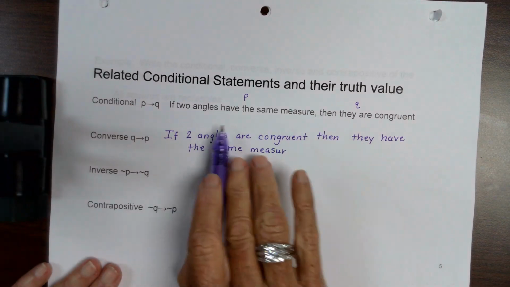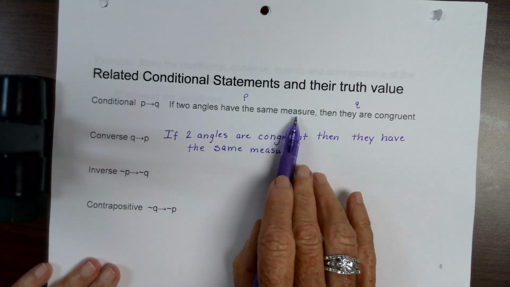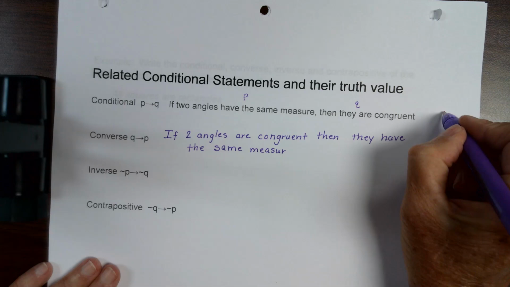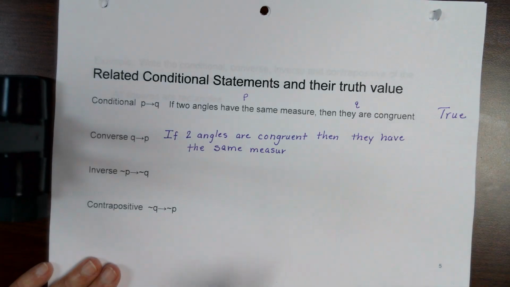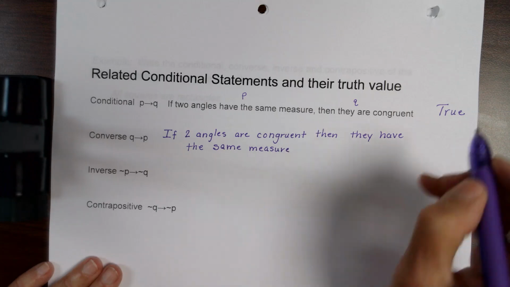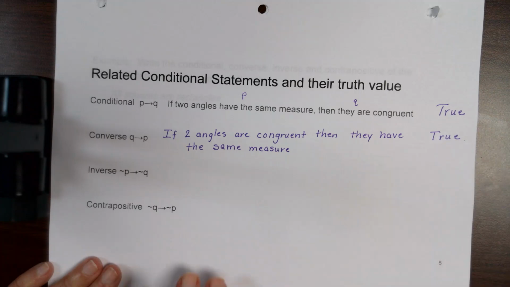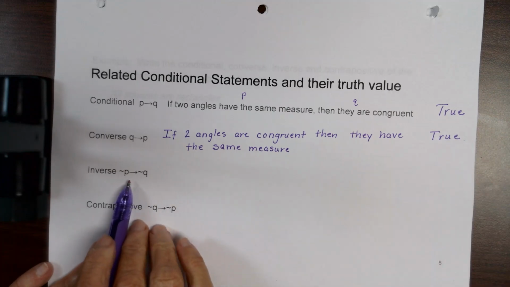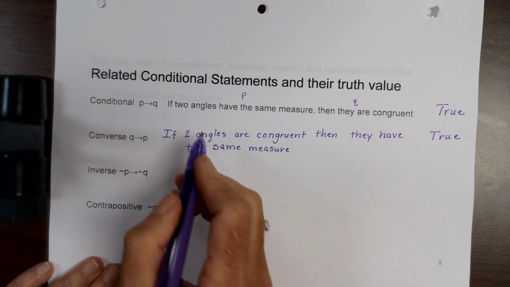So if I go back here, let's talk about the truth value. If two angles have the same measure, then they are congruent. That is true, based on what you remember about the definition of congruence. If two angles are congruent, then they have the same measure. That is also true, based on that definition of congruency. The inverse statement is the negation of P, then the negation of Q.